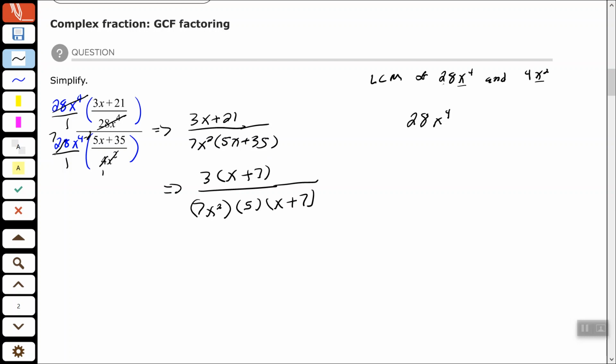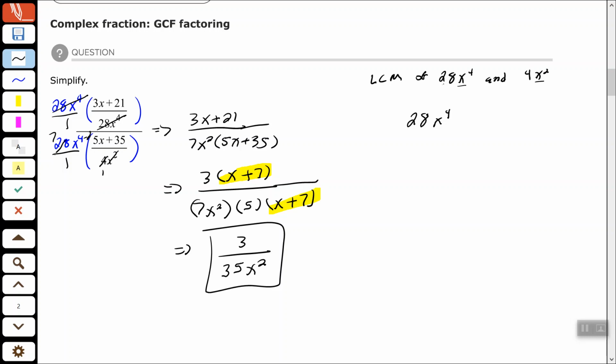All right, so the next thing I want to do, or what I see right off, is that I have a common binomial in my numerator and my denominator that will cancel each other out. So that leaves me with 3 in my numerator, and then I can multiply the two monomials in my denominator. 7x squared times 5, 7 times 5 is 35, x squared. And that's all we can do.